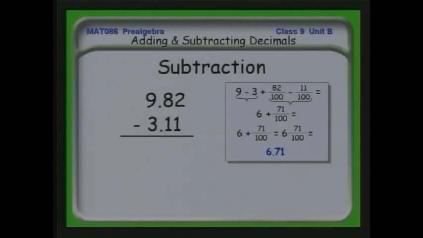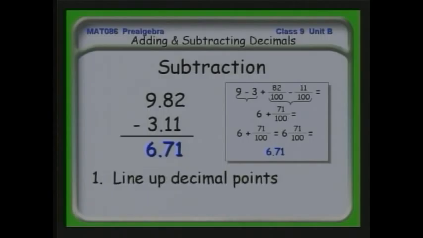Like I did in addition, I line up those decimal points and I try to perform the subtraction. 2 minus 1 is 1, good. 8 minus 1 is 7, got that. Put in the decimal point. 9 minus 3 is 6.